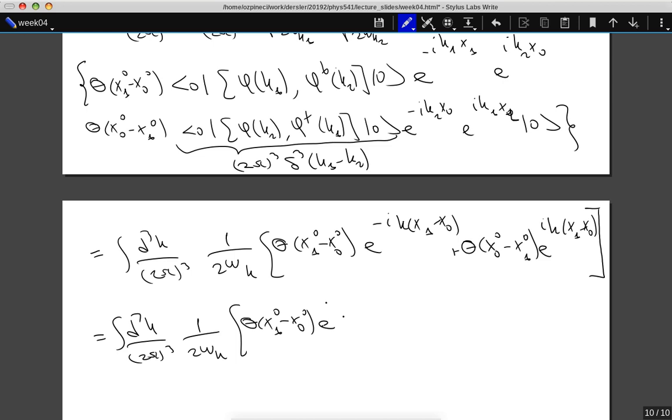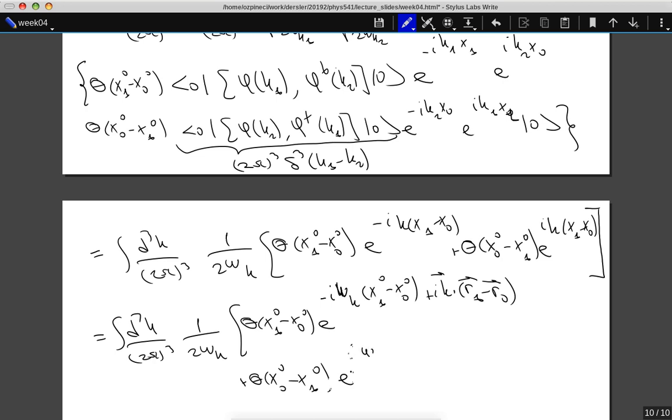Okay, this will be minus i omega k x10 minus x00 plus i k dot r1 minus r0, plus theta x00 minus x10 e to power i omega k x10 minus x00 minus i k dot r1 minus r0.